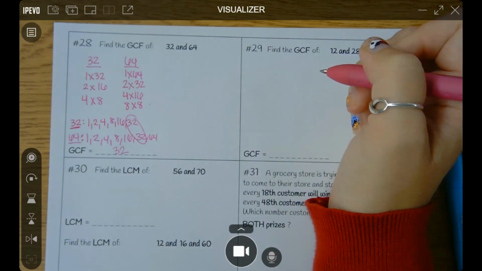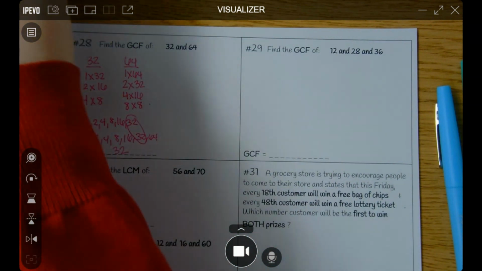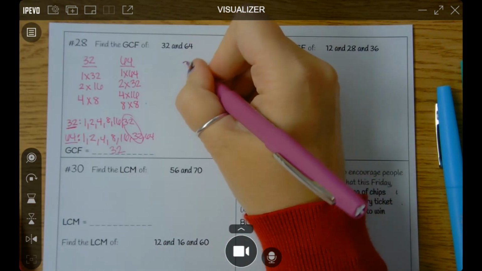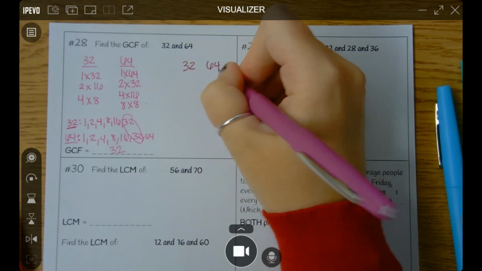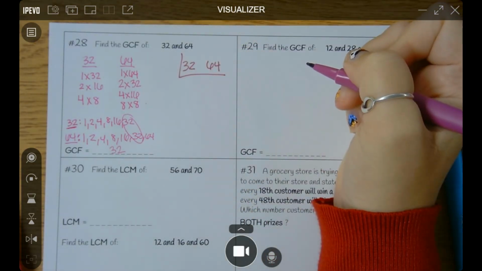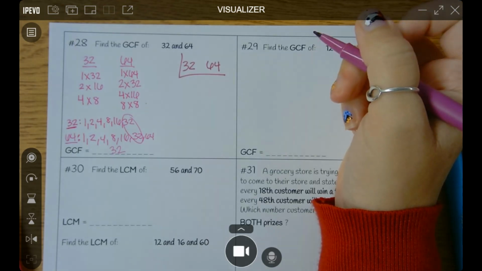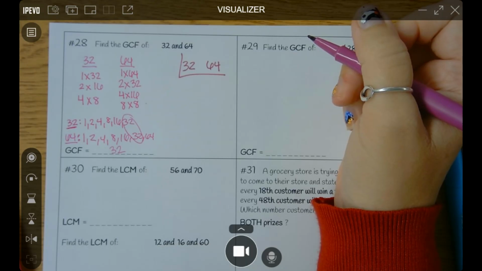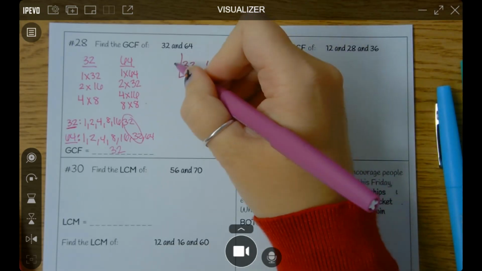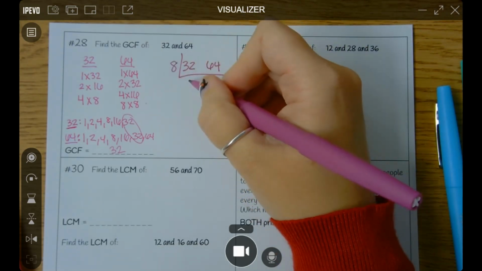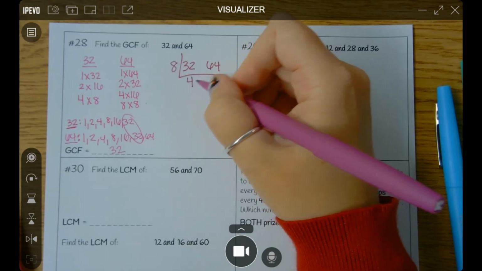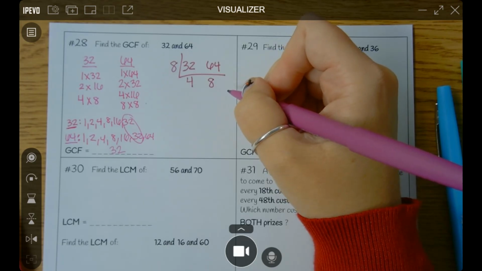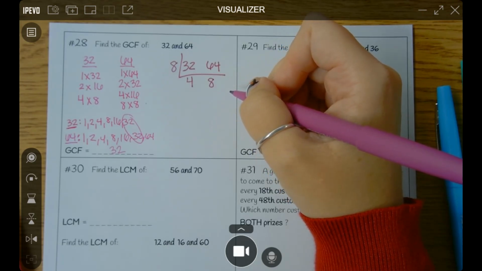Now, I told you a little hack that you also could do, what's called the ladder method. For the ladder method, you put your two numbers and you try to see what number can go into both. You think of any? And if your ladder looks different, it's okay. As long as you don't make a math error, we'll still get to the same answer. I saw that 8 could go in. 8 goes into 32 how many times? Yeah, 4 times. And 8 goes into 64 how many times? Yeah, 8 times.